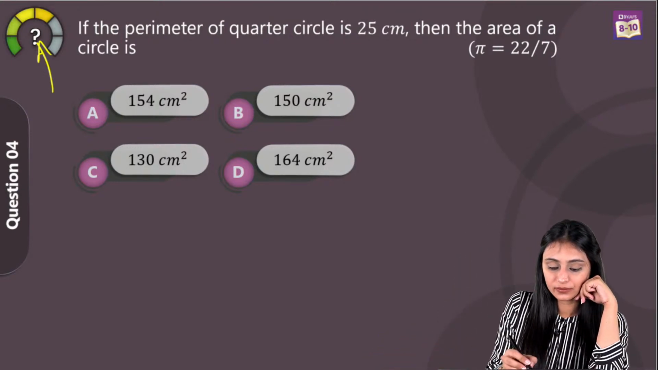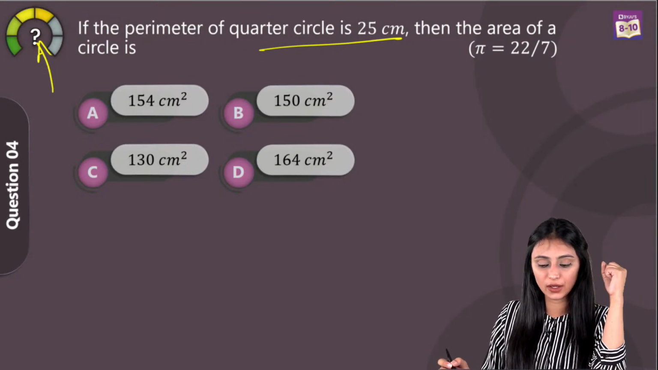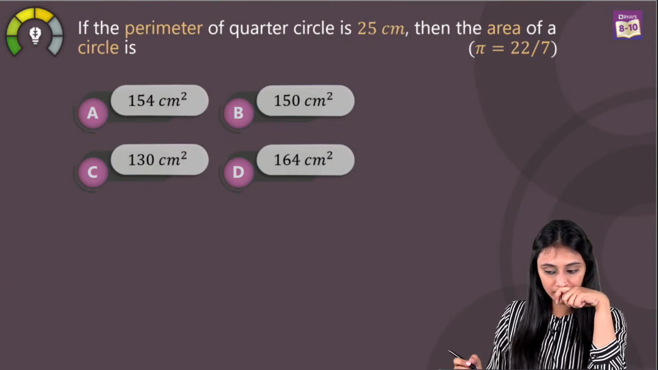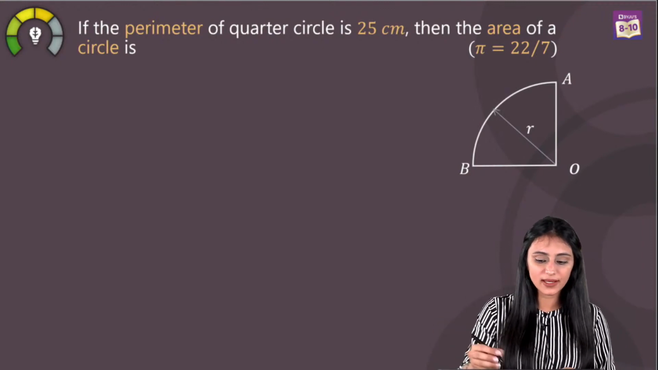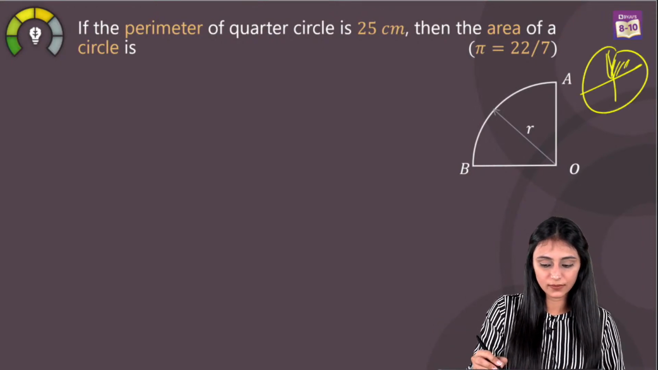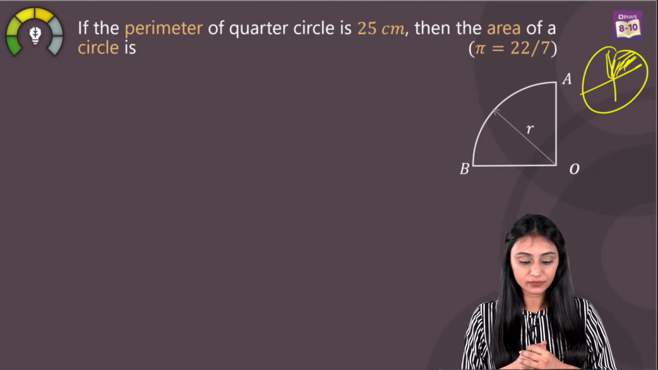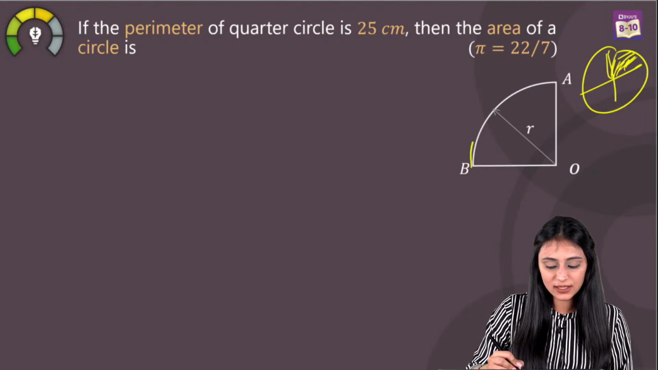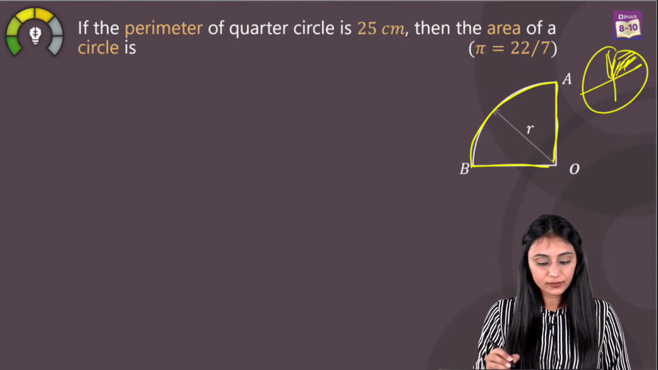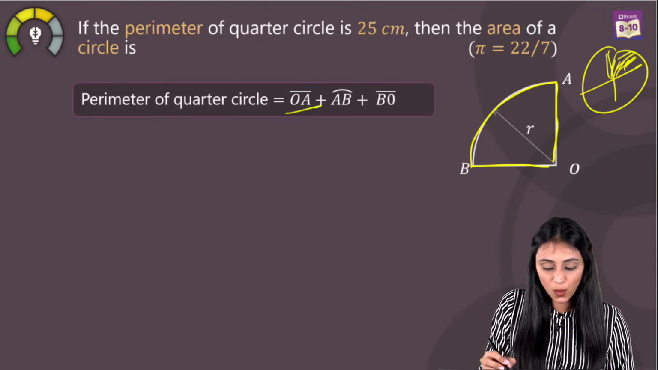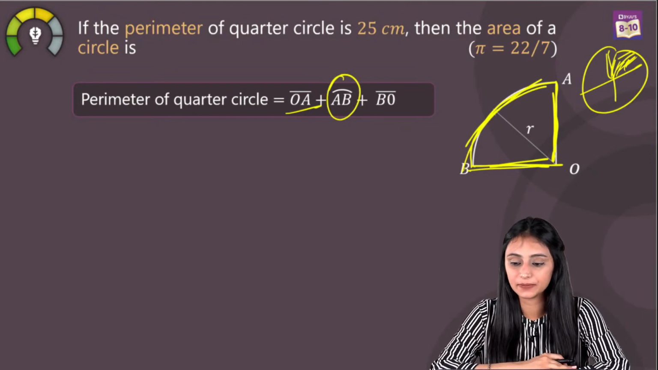So here, the perimeter of a quarter circle is 25, right? What we need to find here is the area of the circle. So this is the quarter of the circle, which is 1/4 of the circle. The perimeter is given. Perimeter means the sum of all this, so the perimeter will be the length OA, the length OB, and the length of arc AB.